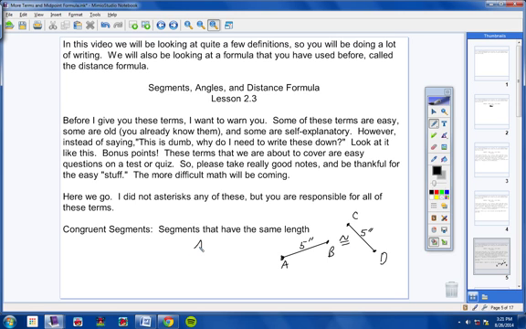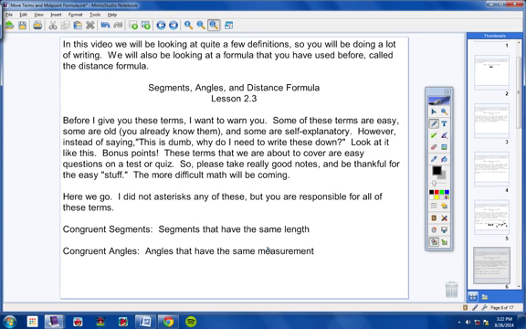So you could also write it like this. Segment AB is congruent to segment CD. And of course, segment AB is the same thing as segment BA. You could also say segment DC if you wanted to. Okay? Congruent segments. Segments that have the same length. Moving on. Congruent angles. Please copy this in your notes. Angles that have the same measurement.